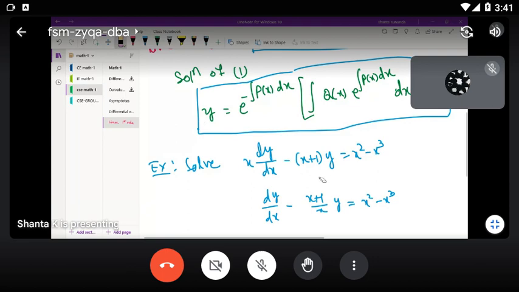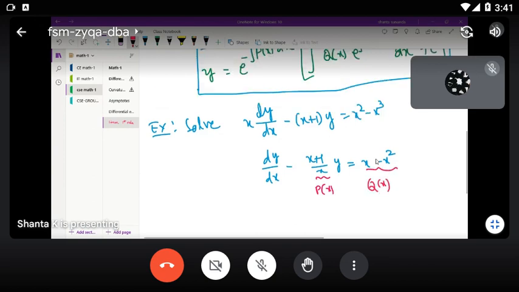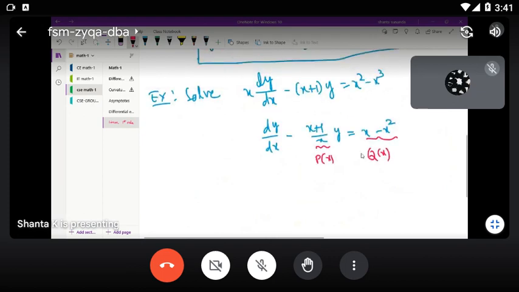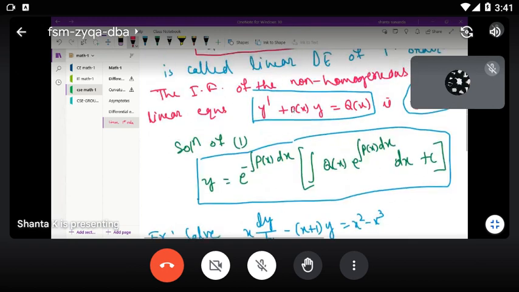Sorry, here we divide by x, so it will be x minus x squared. This is because we are dividing the equation by x. Now you can see this is of this form. So this one will be p of x and this will be q of x. Now, if you want, you can directly put it in, or you can find the integrating factor.